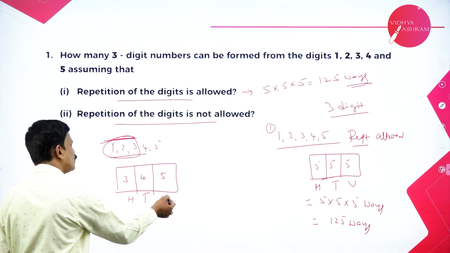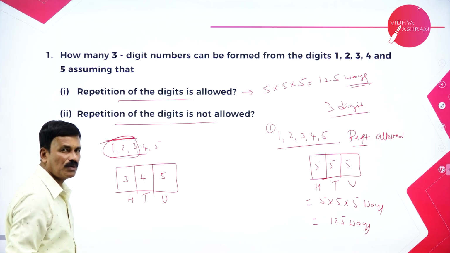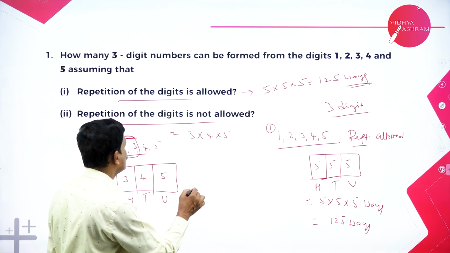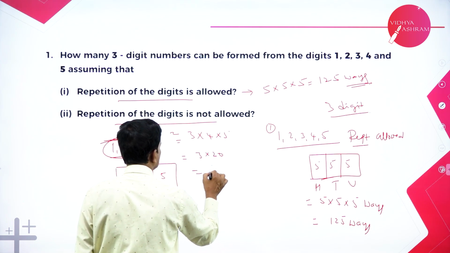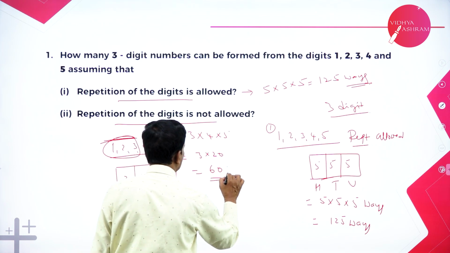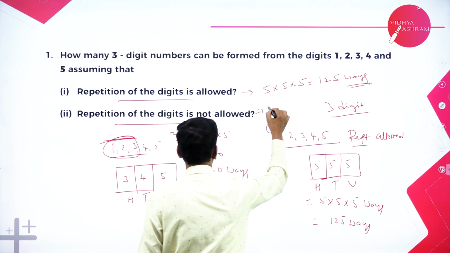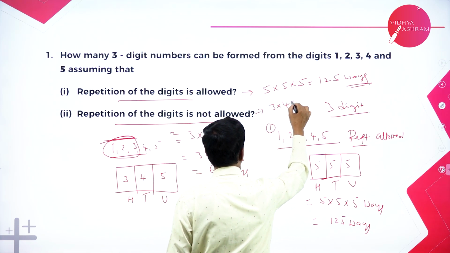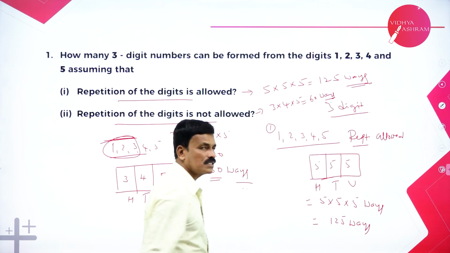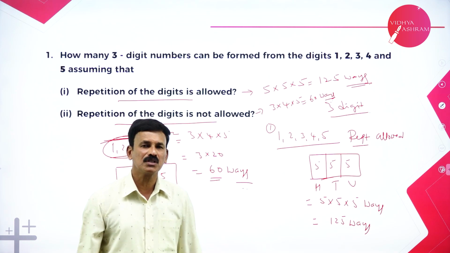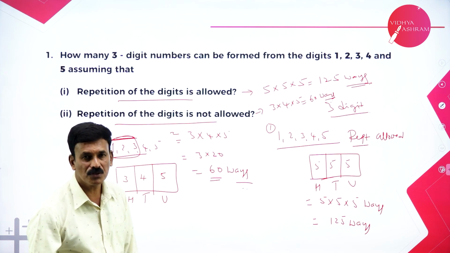So the unit place can be filled in 5 ways, the 10th place in 4 ways and the 100th place in 3 ways. The required number of ways is equal to 3 into 4 into 5, that is 5 4s are 20, 3 2s are 60, that is 60 ways. So this can be done in 60 ways. That's it. This is how we are going to solve this problem, very important for 3 marks. This is based on the fundamental theorem of counting.